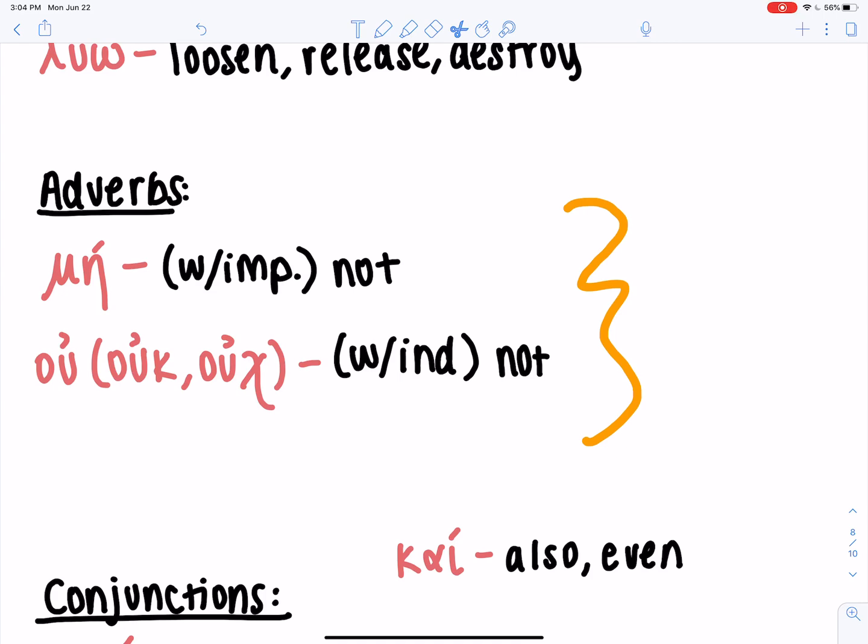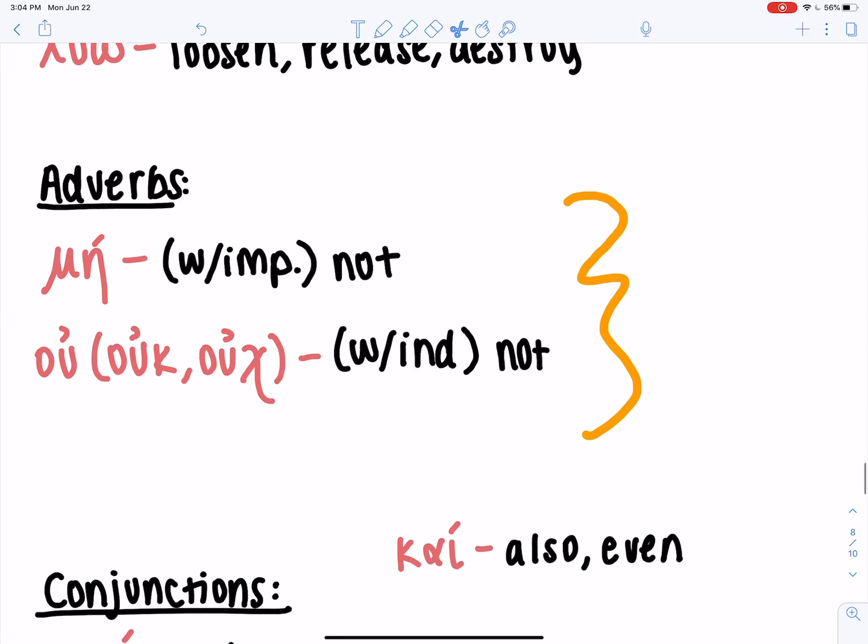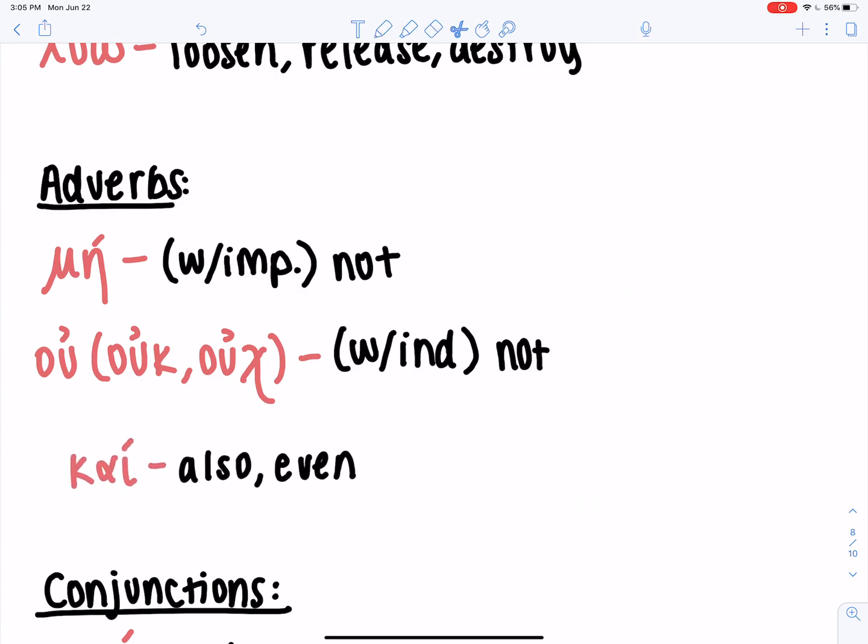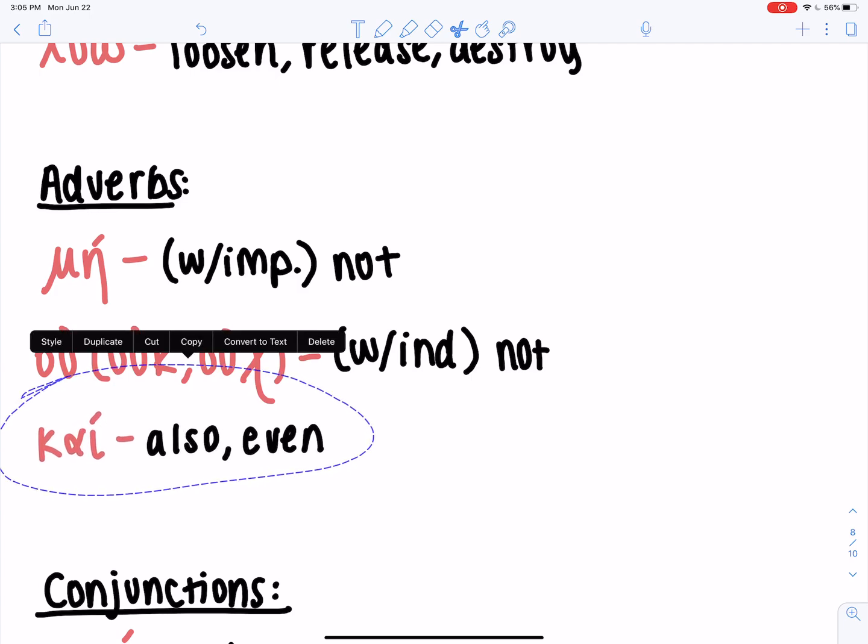And you might be wondering about these forms right here, ook and uch. Those are used when the word following this adverb begins with a vowel. So ook is used when the word following this adverb begins with smooth breathing. And uch is used when the word following this adverb begins with rough breathing. But if the word following the adverb begins with a consonant, you just use u. If that's still a little bit confusing, then again, ask me or just try it out for yourself, and I think it'll start to make some sense.